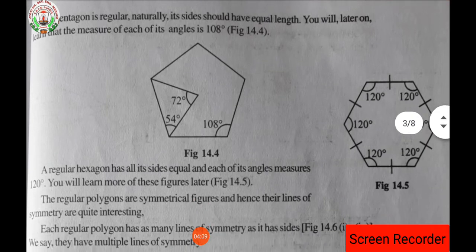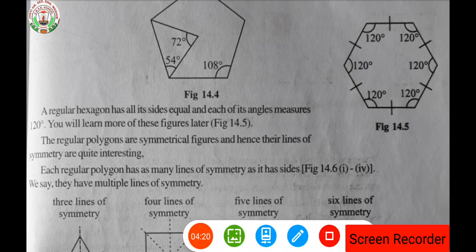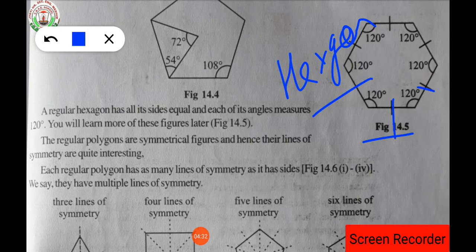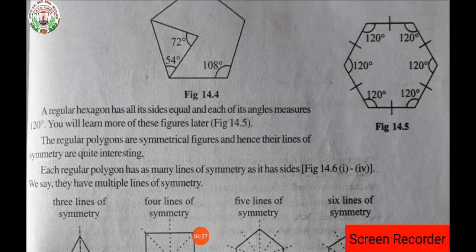Clear everyone? So in the same way, if we are talking about a regular hexagon, it has all its sides equal and each of its angles measures 120 degree. Here is the figure 14.5. This figure is named a hexagon. What is the name of the figure? Hexagon. Why is it known as hexagon? Because how many sides are there? 1, 2, 3, 4, 5, 6. How many sides do we have? 6 sides. That is why the name of the figure will be hexagon.